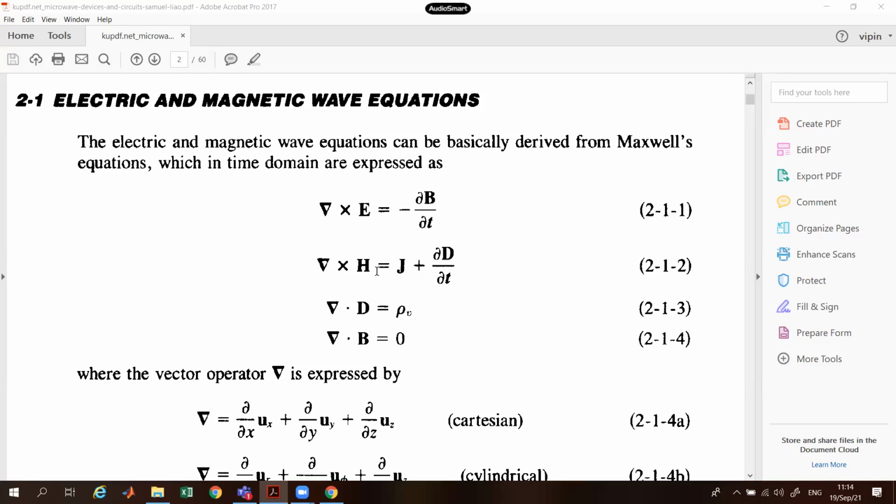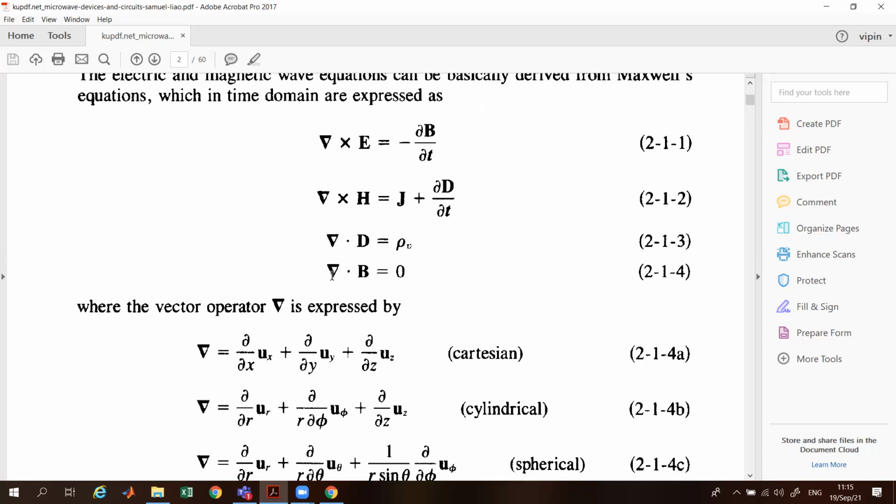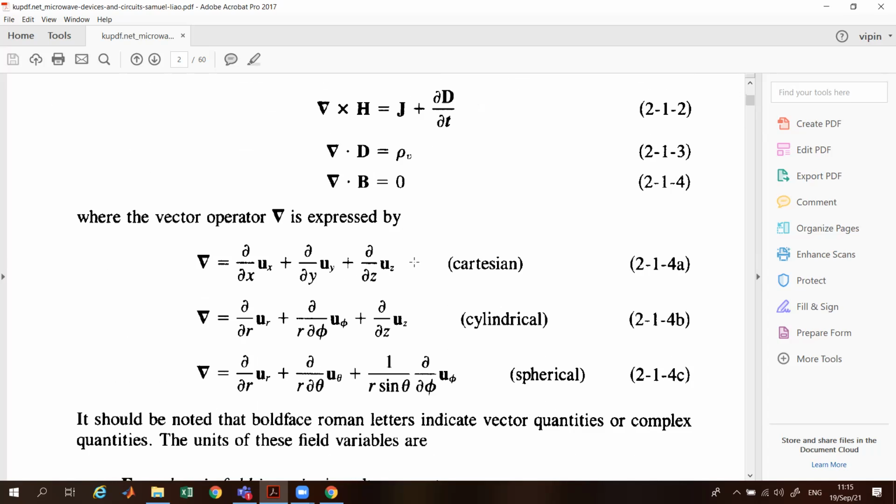Curl of the H vector, which is your magnetic intensity, is equal to the J vector plus d by dt of the D vector. The H vector is your magnetic intensity and D is your electric flux density. The divergence, the dot product of the del operator with the D vector, is equal to rho v, where rho v is your volume charge density, and the dot product with the magnetic field will be equal to 0.